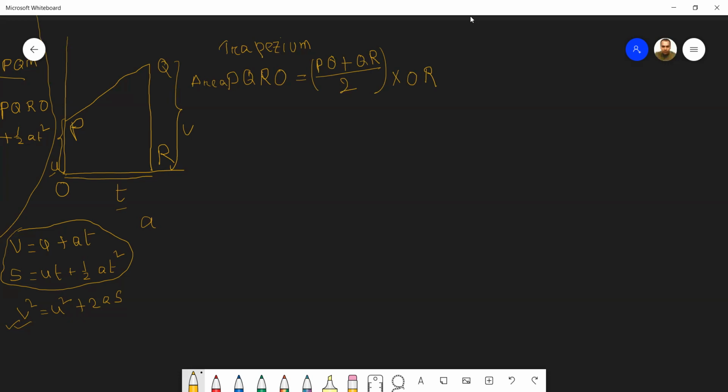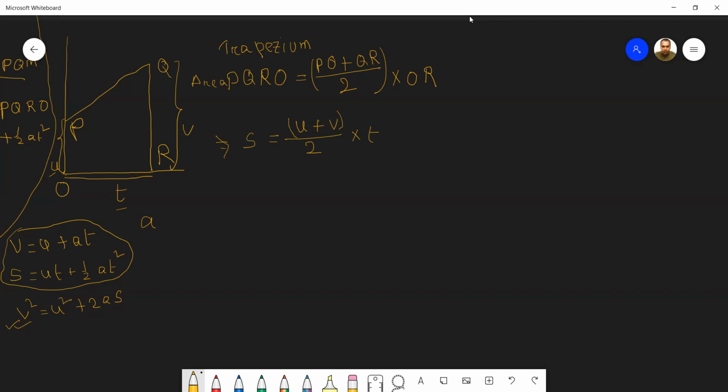Okay, now just substitute the values. Let us see what we get. So area of PQRO simply gives us the distance which the object has moved. So PO is nothing but U, initial velocity, plus QR is final velocity V, divided by 2 multiplied by OR, which is equal to T, the time for which the object has moved.